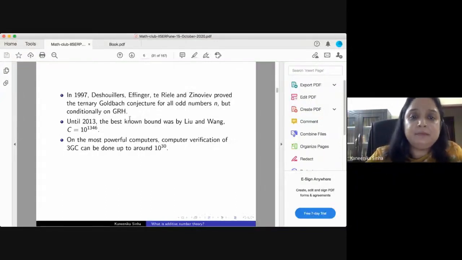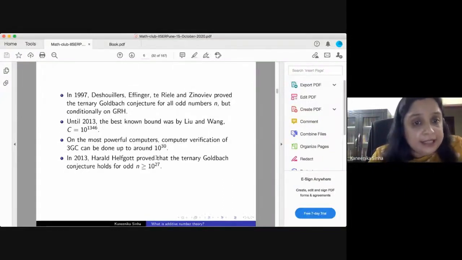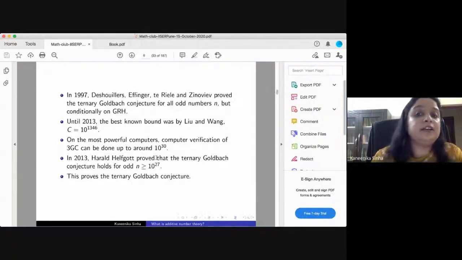So if you can bring down your effective value of C to something less than or equal to 10 to the 30, you are fine. And this is exactly what Harold Helfgott did. Essentially he proved that the ternary Goldbach conjecture holds for all odd values of n greater than or equal to 10 raised to the 27. And therefore now we can combine Helfgott's result with computer verification that has already been done up to 10 to the 30, and this proves the ternary Goldbach conjecture.